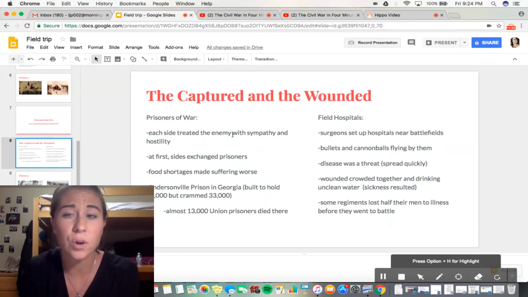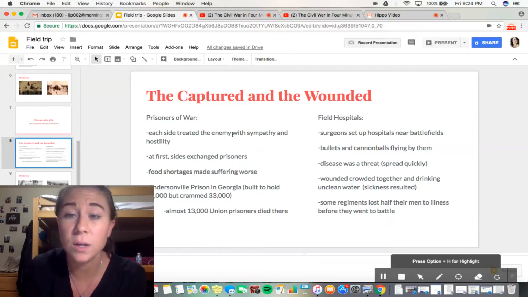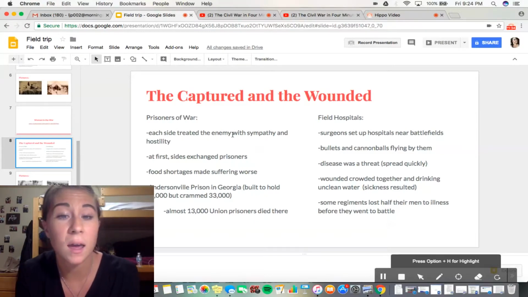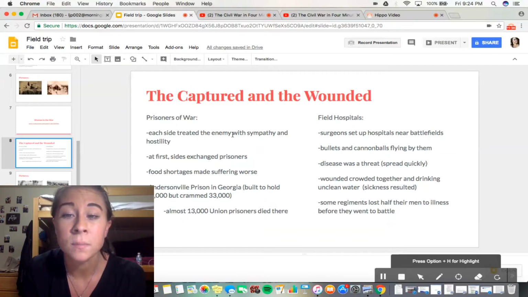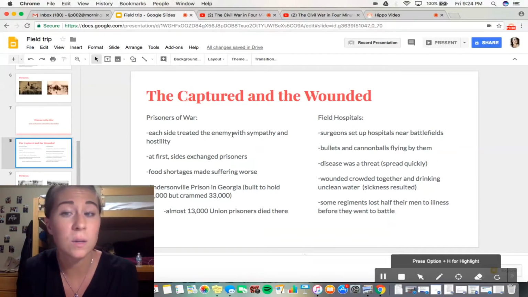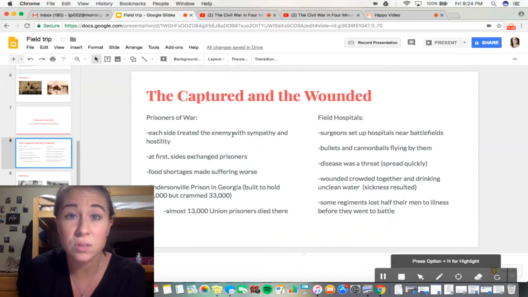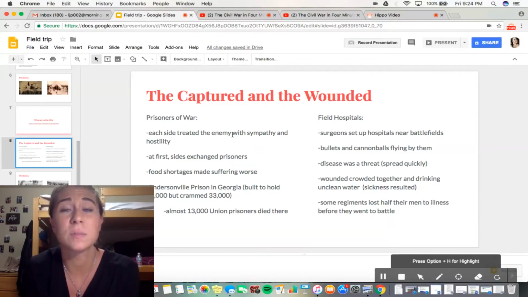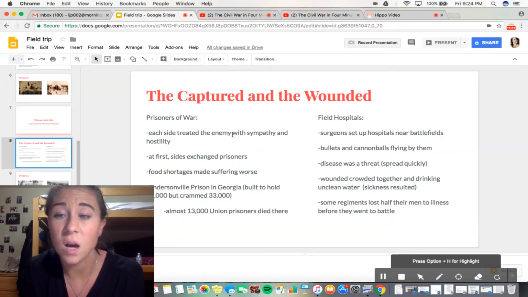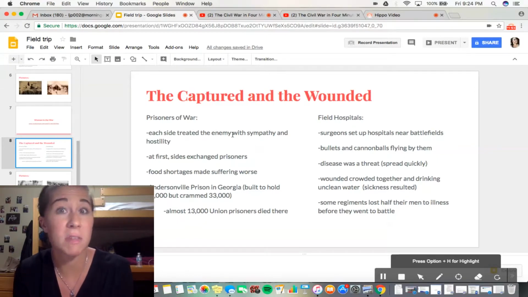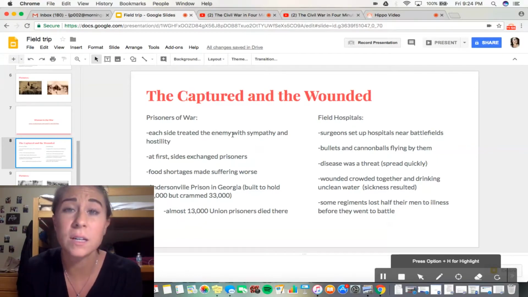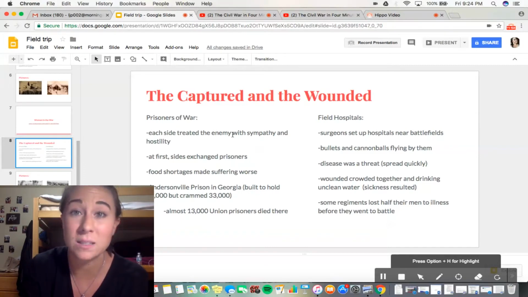Disease was also a really big threat, and it spread really quickly throughout the camps and the prisons because many people were drinking unclean water, and sickness resulted because of that. And then since people were sick, they were going to bathrooms in places that were not very clean, and that also spread diseases as well. And some regiments lost half of their men to illness before they even went into battle. So that's a crazy amount of people that didn't even die because they were in the battle. They were just being sick.